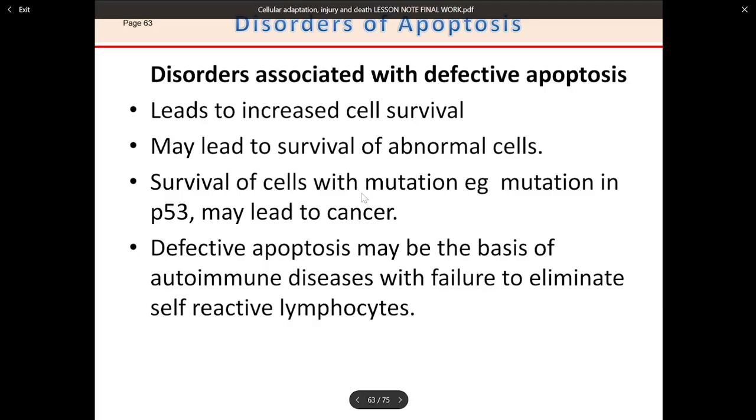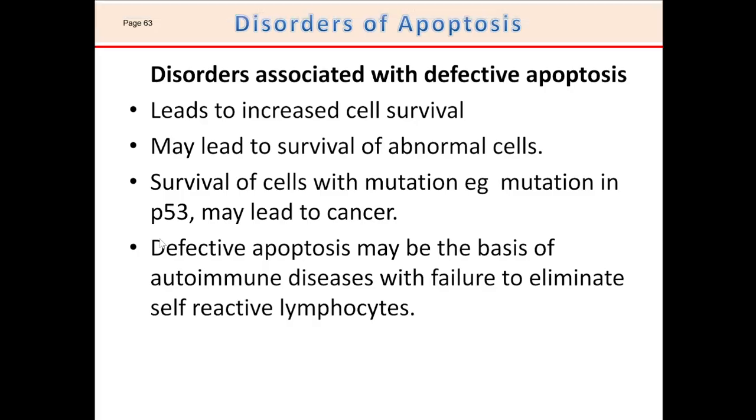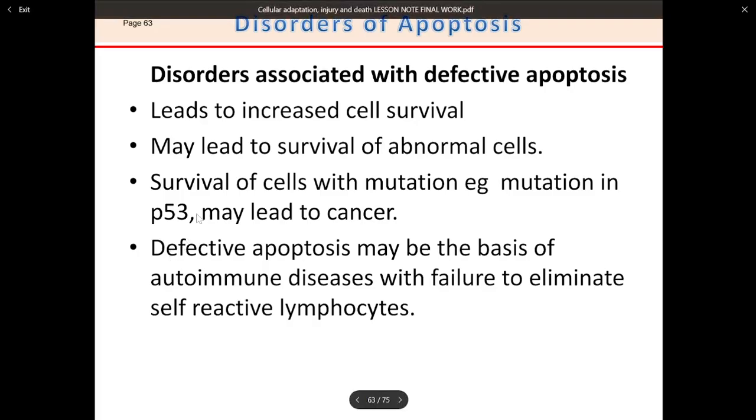So survival of cells with mutation, for example mutation in P53, may lead to cancer. I will make a video about the P53 gene. But for now, just know that the P53 gene is like a policeman. It ensures that any abnormal cell undergoes apoptosis and dies.